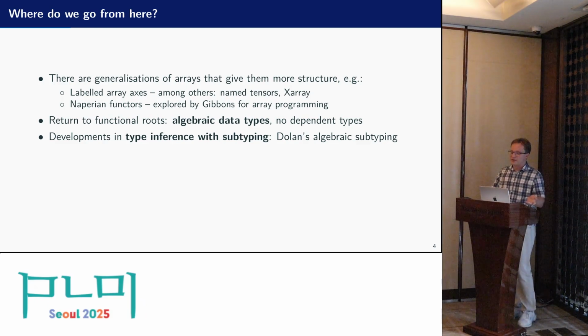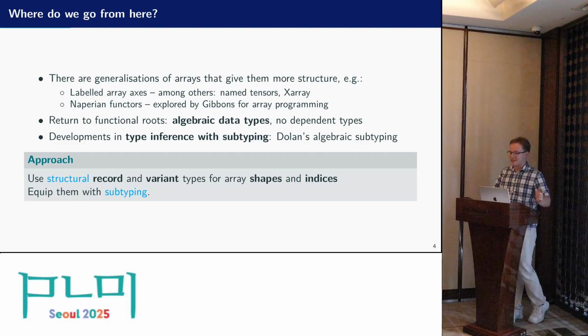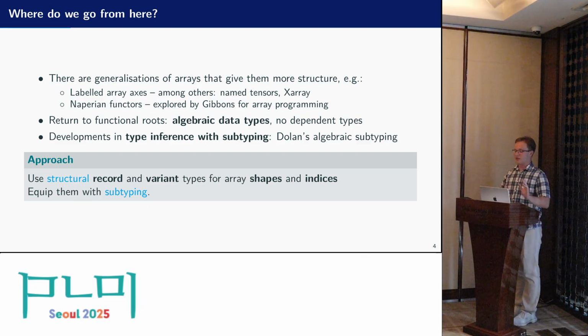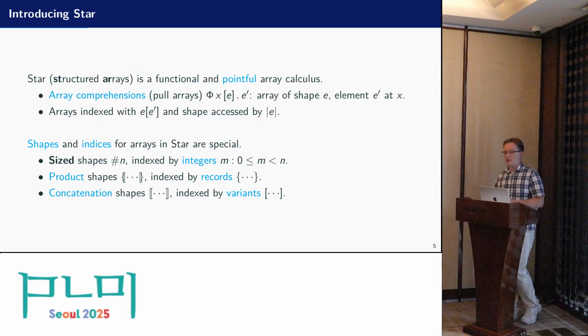And so where I go with this is to look maybe towards more functional roots, to think about what works really well with functional languages, which is algebraic data types, and avoid dependent types, and then also look at more recent developments with type inference with subtyping. And we can combine the two, because we can get type inference for these structural algebraic data types like records and variants, and we can endow it with subtyping.